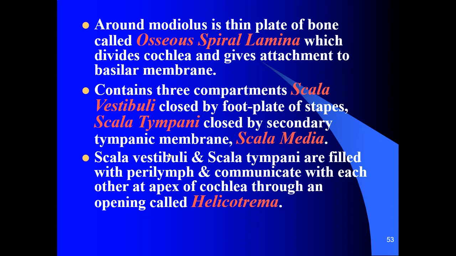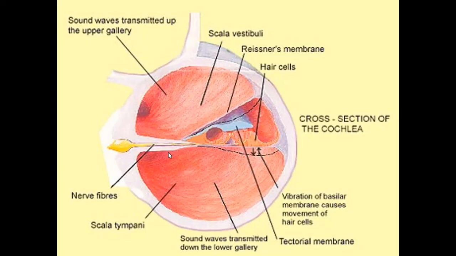The scala vestibuli and scala tympani are filled with perilymph and communicate with each other at the apex of the cochlea through an opening called the helicotrema. Well, this is the membranous labyrinth within the cochlea. This is called the cochlear duct or scala media. It is bounded inferiorly by the basilar membrane and superiorly by Reissner's membrane. Reissner's membrane separates the scala media from the scala vestibuli, and the basilar membrane separates the scala media from the scala tympani.